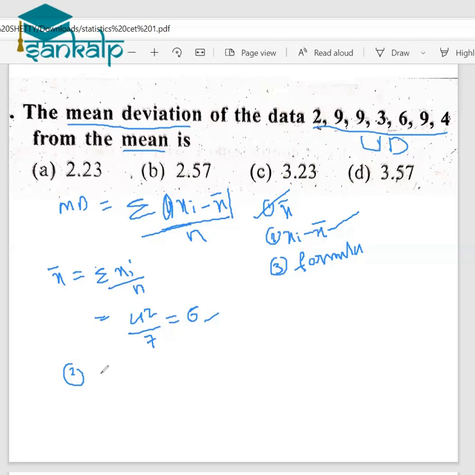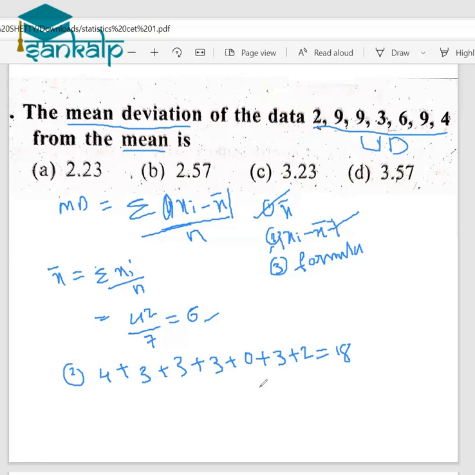So the positive values here will be: 2 minus 6 is 4, plus 9 minus 6 is 3, plus 3 minus 6 is 3, plus 6 minus 6 is 0, plus 9 minus 6 is again 3, and 4 minus 6 is 2. When we add all these, the sum is equal to 18. So I have calculated the mod of these values, that is mod of xi minus x bar.